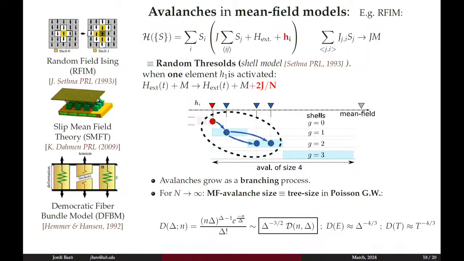And if you go to the thermodynamic limit, these mean field avalanches are a Poisson Galton-Watson process, right? And I'm adding here the exact solution. This is a Borel distribution, the exact distribution of sizes.